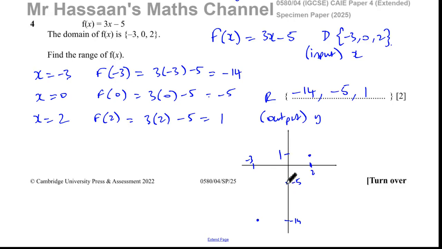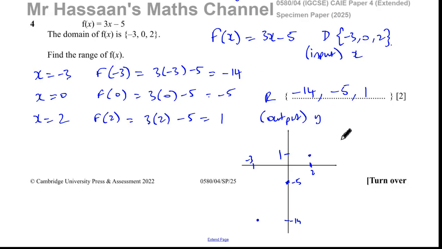So these are the 3 points, which are represented as minus 3, minus 14, and 0, minus 5, and 2, 1. So the x value is the domain, and the y value is the range of the function. We don't join them together.